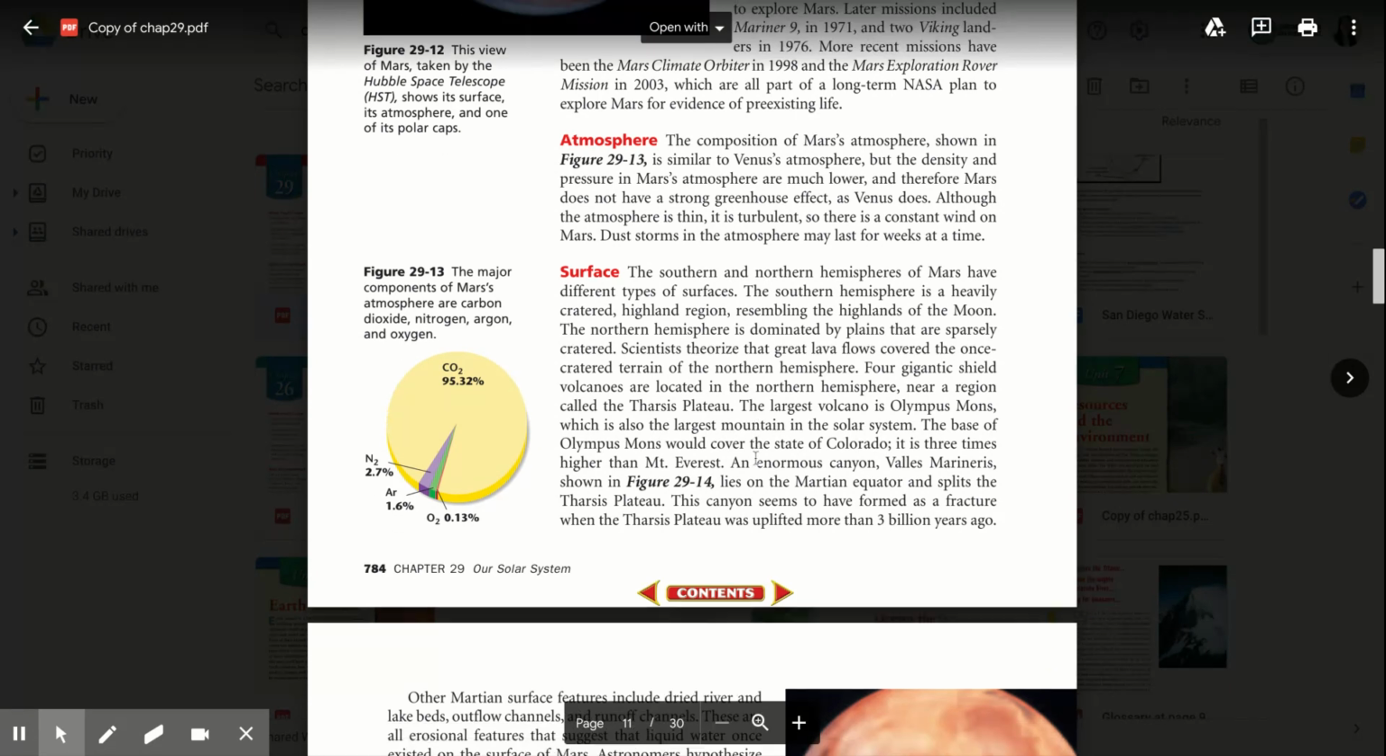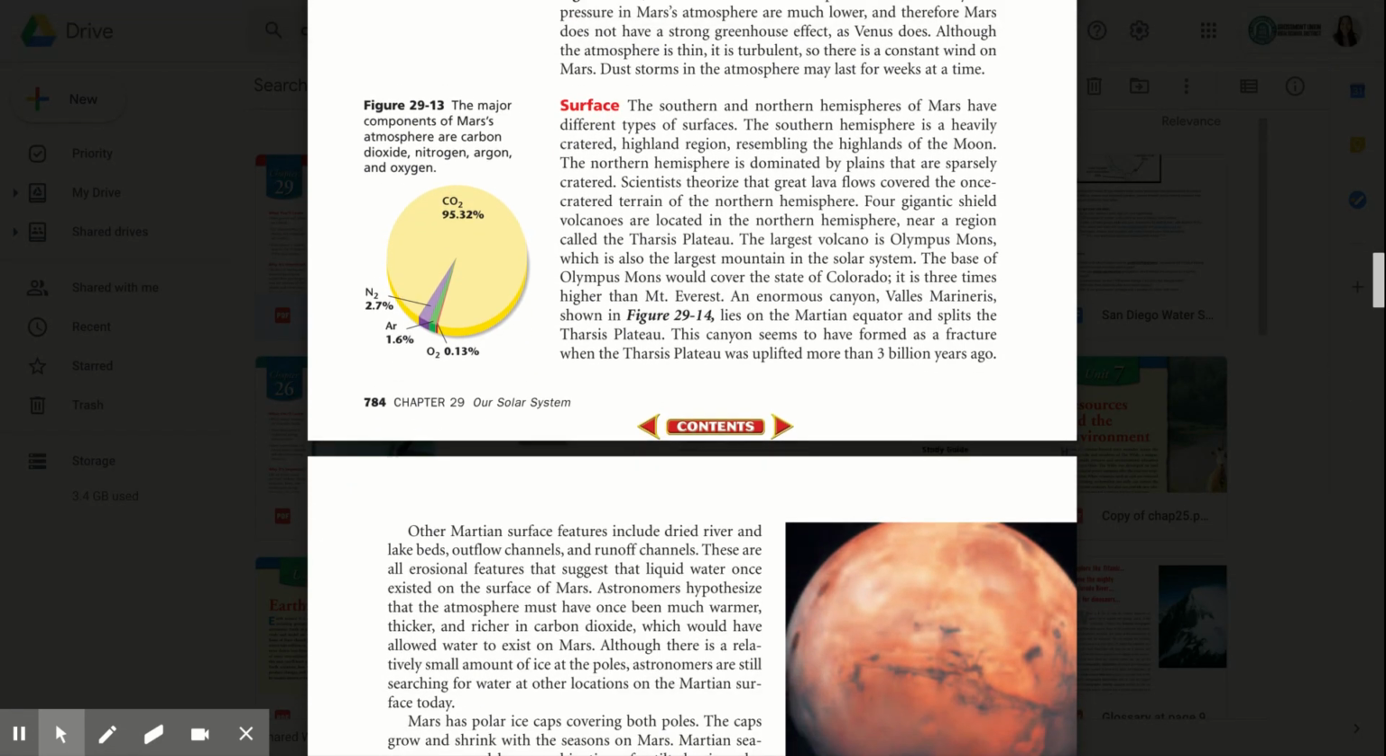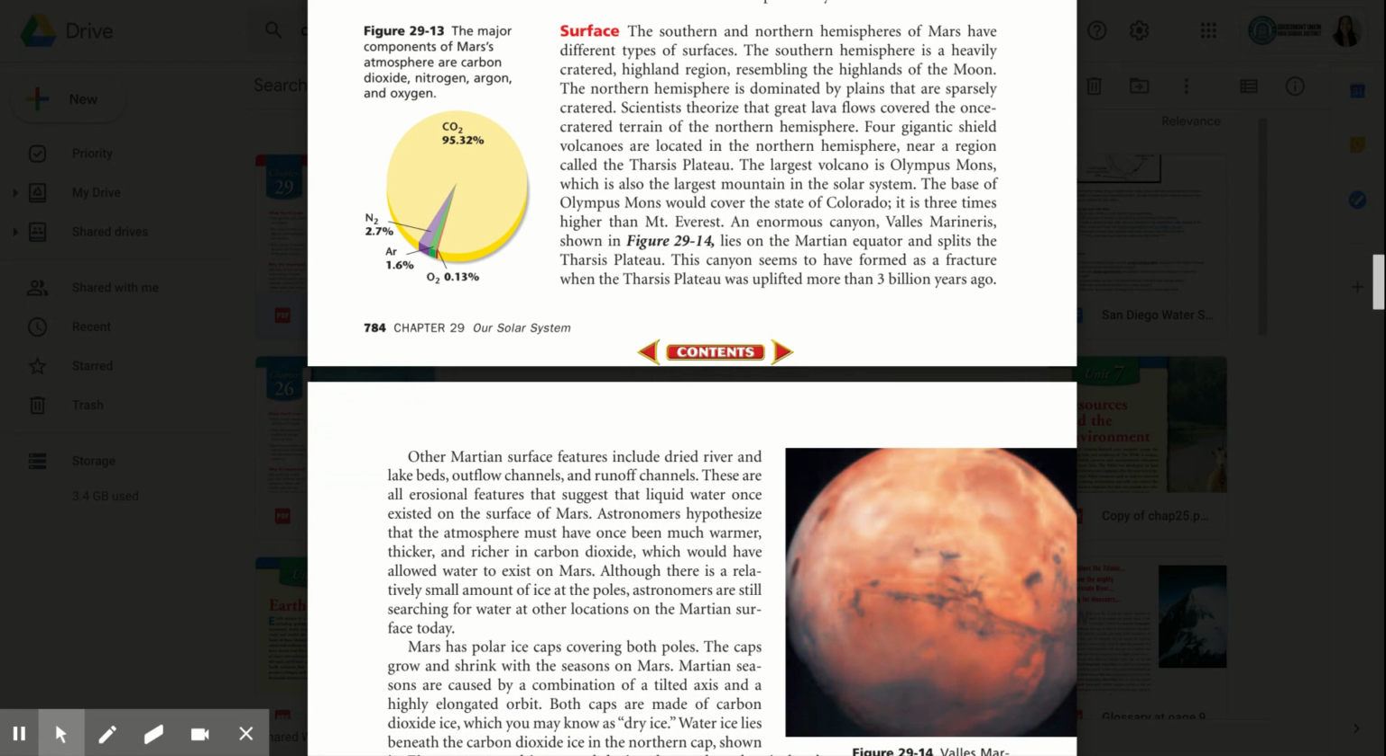Surface. The southern and northern hemispheres of Mars have different types of surfaces. The southern hemisphere is a heavily cratered highland region resembling the highlands of the Moon. The northern hemisphere is dominated by plains that are sparsely cratered. Scientists theorize that great lava flows covered the once cratered terrain of the northern hemisphere.